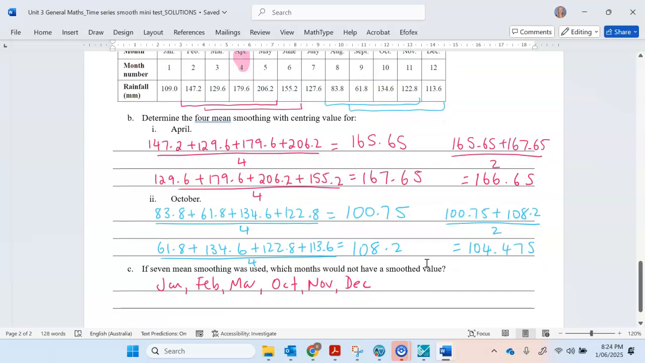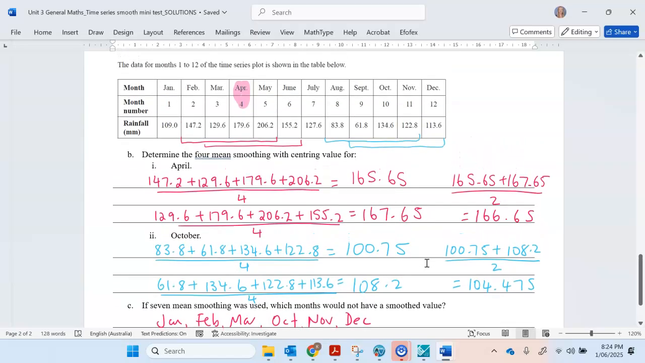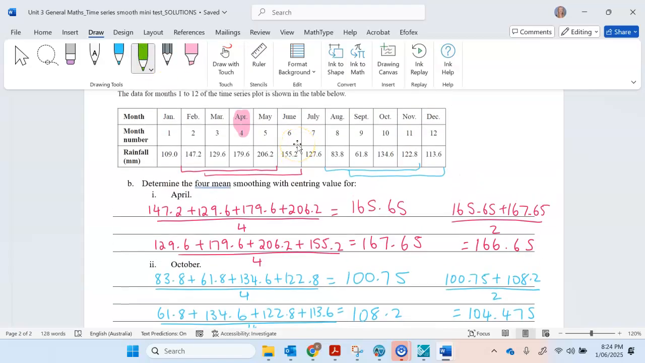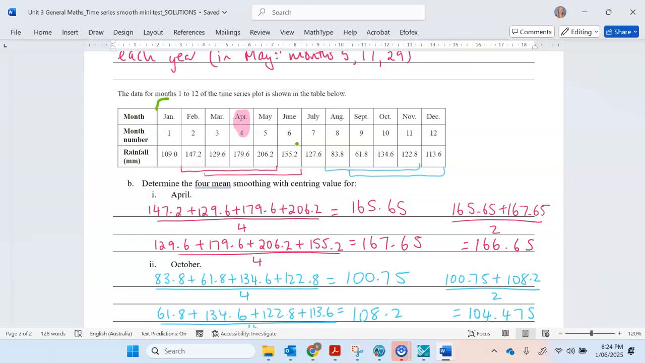The last question was done really well. So 7 mean smoothing was used. Which months would not have a smoothed value? So I'm just going to use a different color here. Let's look at the first 7 months, going from January to July. So that means the first one that can be done is April, because April's in the middle. So we can't do it for March because there's no month here.